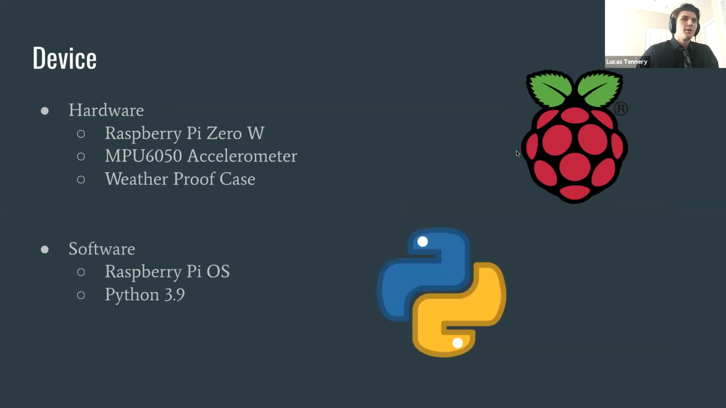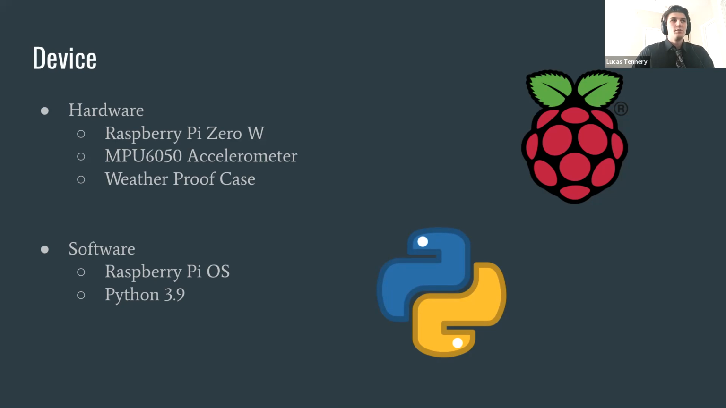All right, thank you, Gus. My name is Lucas Tenery. I'm one of the CS majors in our project. And looking at the actual device, we decided to go with a Raspberry Pi Zero W. It's one of their wireless enabled models. So it has Wi-Fi enabled, which made it just easier for us. It's already built in. We don't have to worry about adapters.